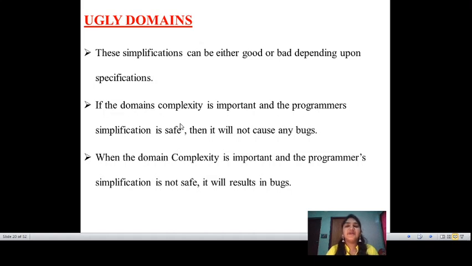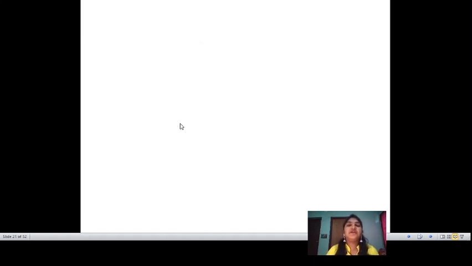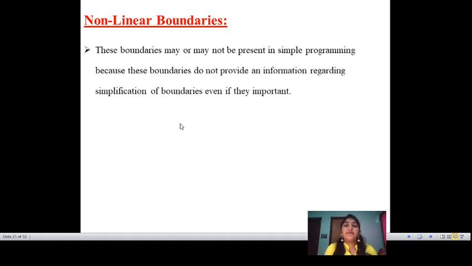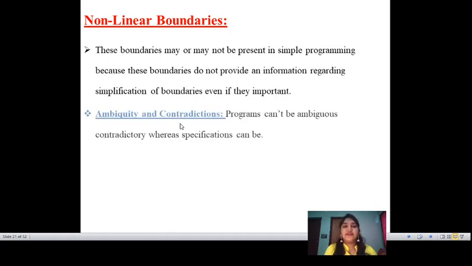That's why every simplification should be a safe simplification. What are the simplifications we will discuss here? The first one is non-linear boundaries. These boundaries may or may not be present in simple programming, because they do not provide information regarding simplification of boundaries, if they are important. Non-linear boundaries may lead to bugs, so there is a need to simplify these non-linear boundaries.